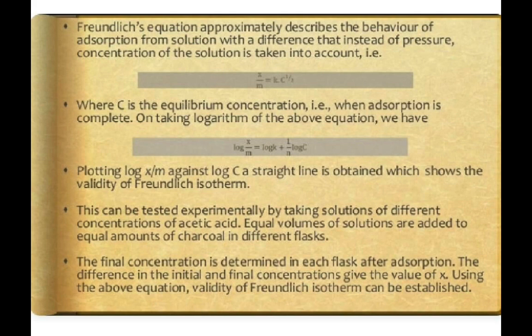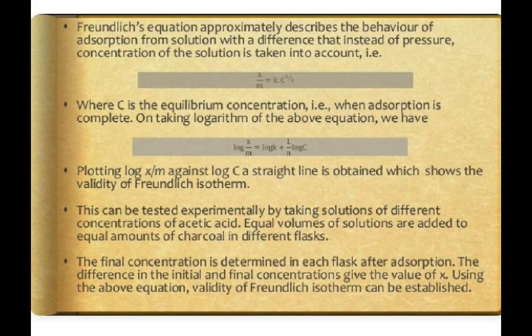The next step is to take the logarithm of both sides of the equation. So we have x by m equal to k into C raised to 1 by n, where C is the equilibrium concentration. Taking the logarithm on each side, we get log x by m is equal to log k plus 1 by n log C. So we plot a graph of log x by m against log C and get a straight line, which shows the validity of the Freundlich isotherm.